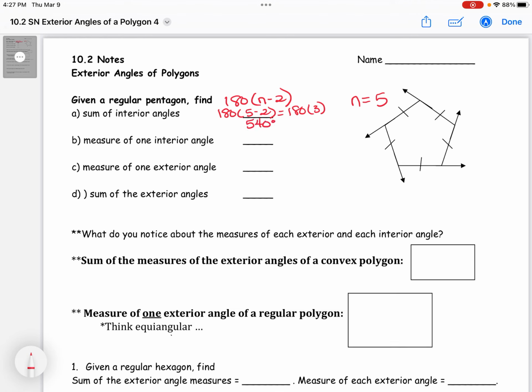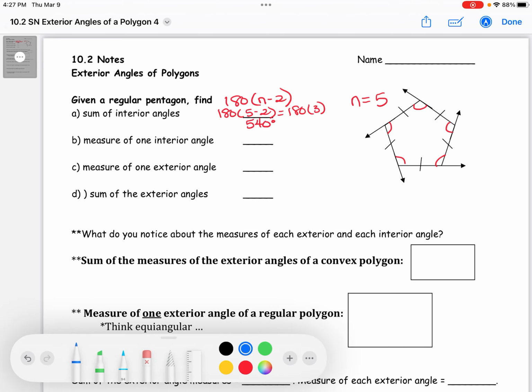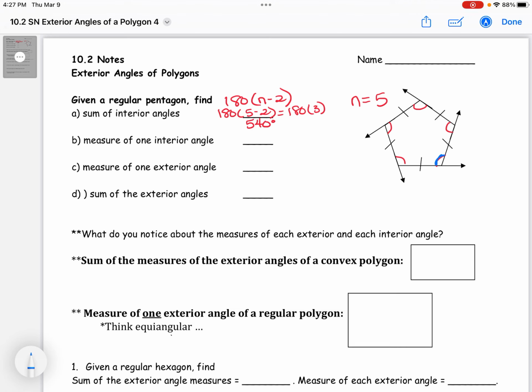540. So the sum of all the angles of this pentagon inside are 540. So one interior angle, if we just look at one of them, we're going to take the 540 and we're going to divide it by 5 because there's 5 angles, and we're going to get 108 degrees. So this one angle is 108 degrees. The formula, if you remember, is 180 times n minus 2 divided by n.